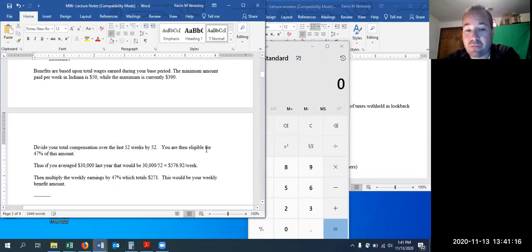Then you simply multiply that by 47%. And that's how they determine where you fall within this range. If you're over 390, you have to stop at 390. So with this little example I had, a person made 30,000 over the last 52 weeks. They got laid off. So you divide 30,000 by 52. That's what it comes out to be on average. And then take 47% of that. So this person's eligible for $271 per week.